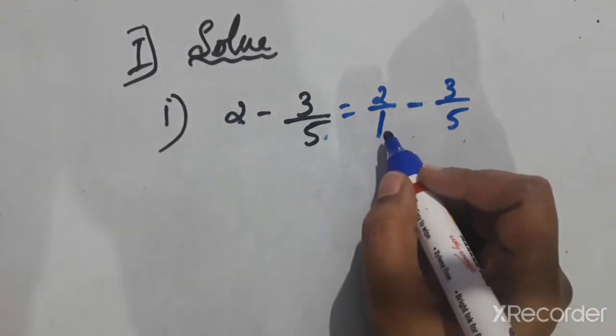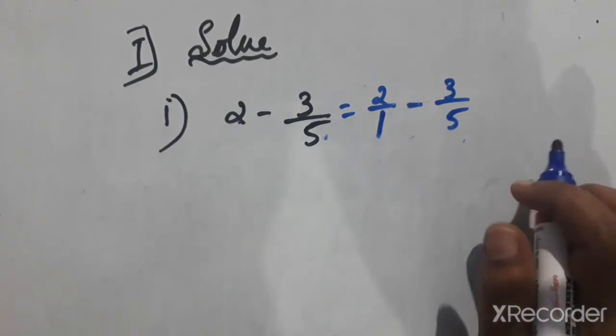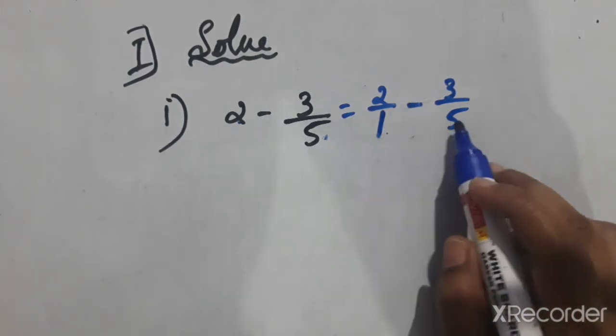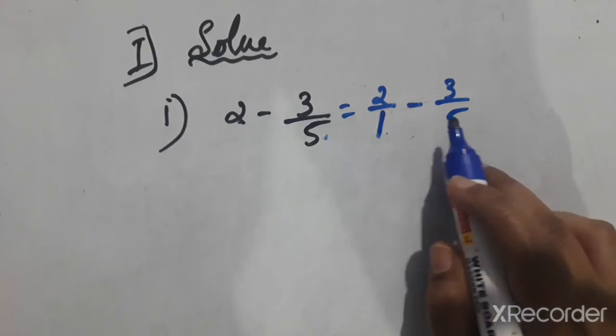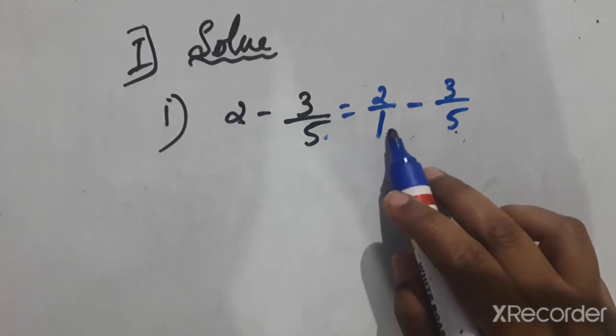To subtract fractions, the denominators should be the same value, so it is easy for calculation. So convert the denominators into like fractions. Like fractions means the denominators have the same value. If you have 5 here, then 5 here also. If you have 1, then 1.